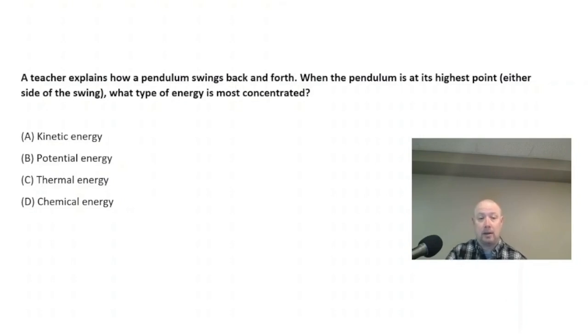So I'm going to eliminate choices C and D. Thermal energy would be created when, let's say, we heat something up. Chemical energy is created when, let's say, we mix certain chemicals together. So we're between kinetic energy and potential energy for our answer. What's happening is when the pendulum is at its highest point, it has concentrated potential energy that gravity will convert into kinetic energy, which is motion. So the correct answer here would be potential energy.